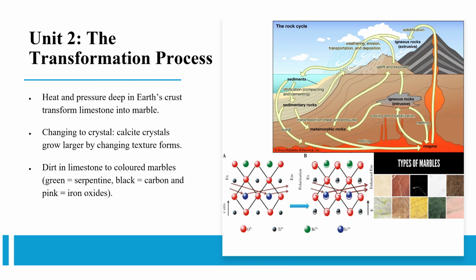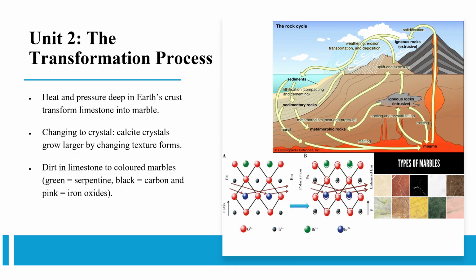Colors in marble. But wait, marble can be more than just white. The color of the marble depends on the impurities found in the original limestone. Green marble gets its color from a mineral called serpentine. Black marble may have carbon from organic materials. Pink marble comes from iron oxides mixed in.